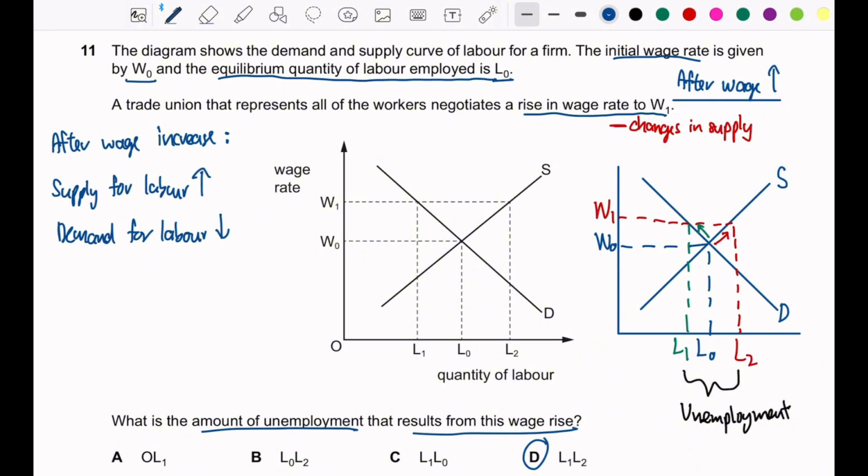Because when the wage rate increases, more people in the labor force want to work, which increases the supply to L2. However, right now, because the wage rate increases, firms are not willing to hire so many workers. They try to cut costs and hire fewer workers.